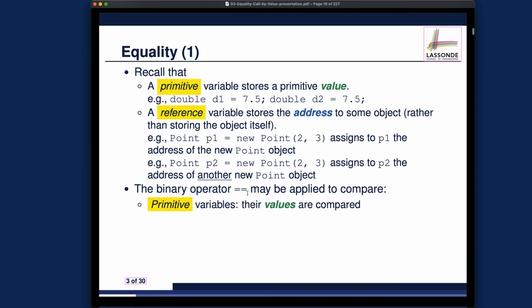Compare what? Let's see. In the case of primitive variables, their values are compared. For example, if I do D1 equals D2, in this case, that will evaluate to true because we only compare the value 7.5 that is stored in D1 against another 7.5 which is stored in D2. And of course, these two values are the same. Okay, so that's why that will be just true. This one is easy.